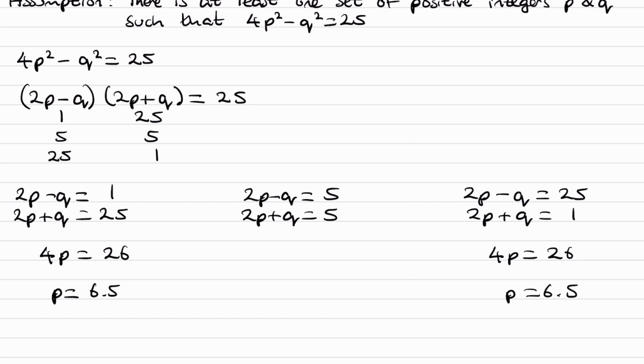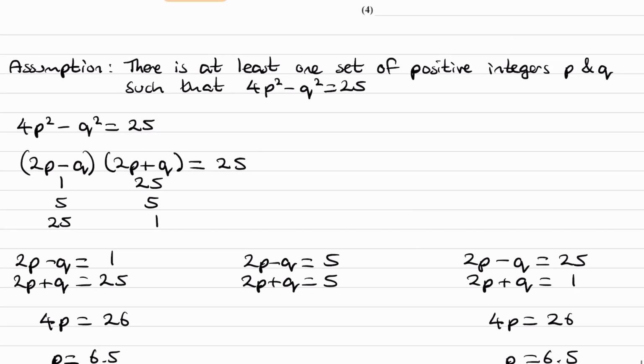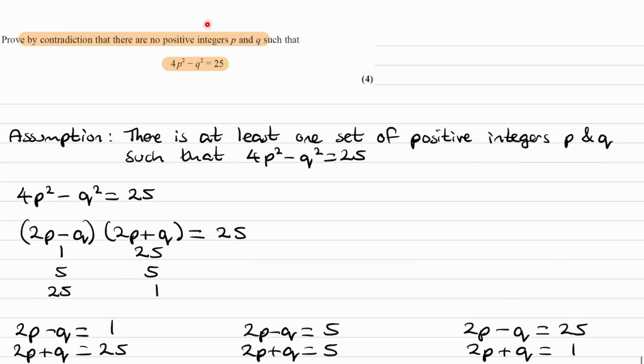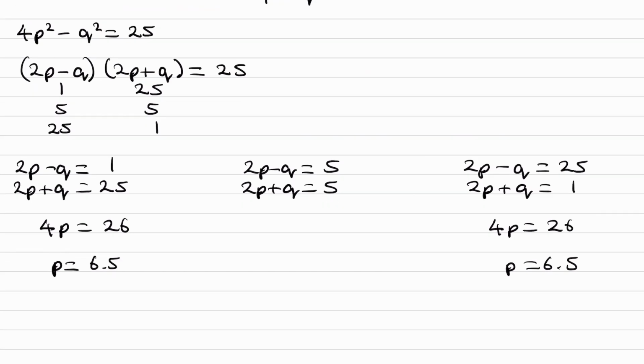But actually, what we have here wouldn't work anyway, because we're told in the question that p and q are both positive integers. So then 2p minus q wouldn't be bigger than 2p plus q if p and q are positive numbers. So we can rule that out straight away because of that. But rather than having to write out what I just said, we could also just do this.